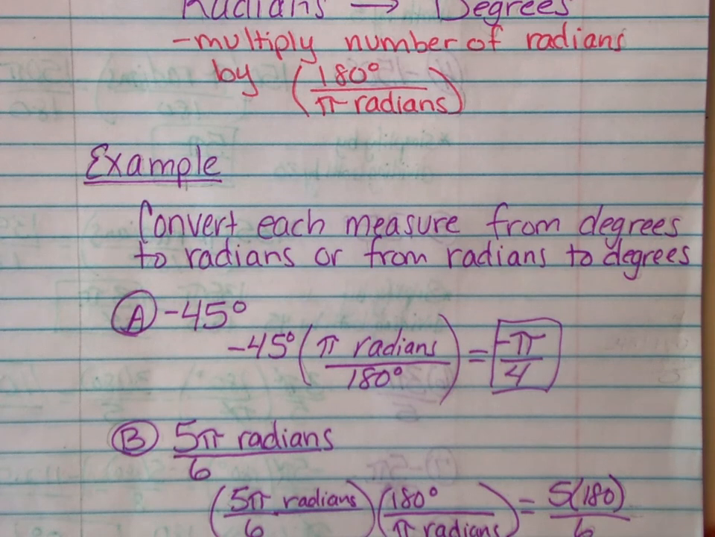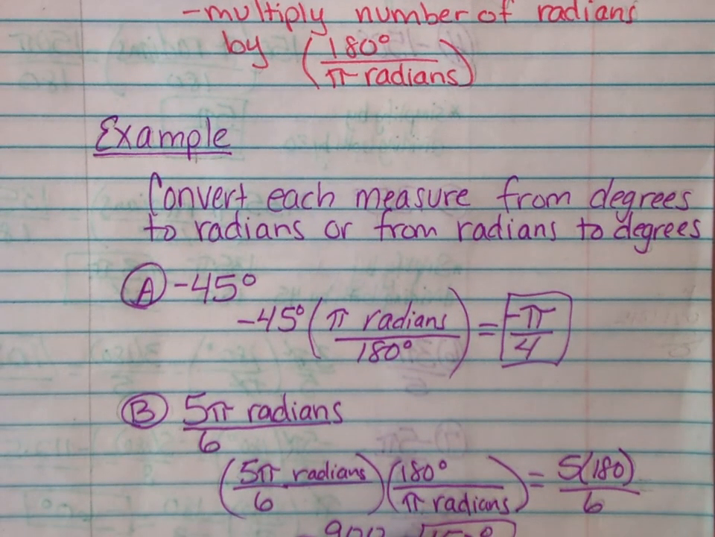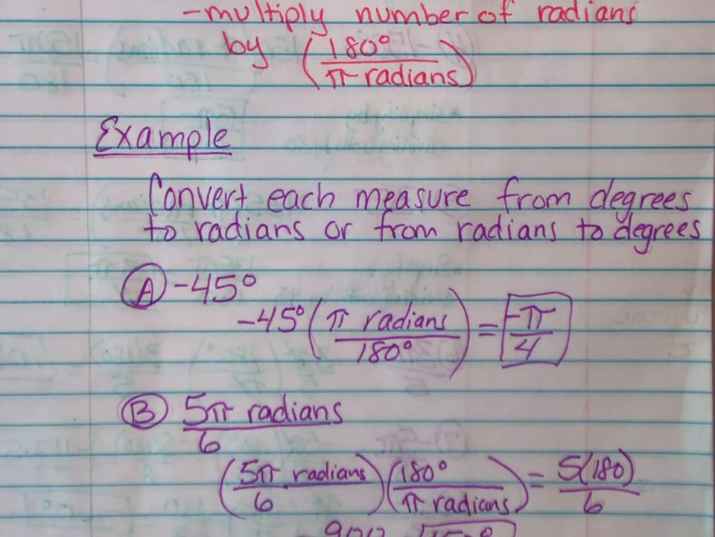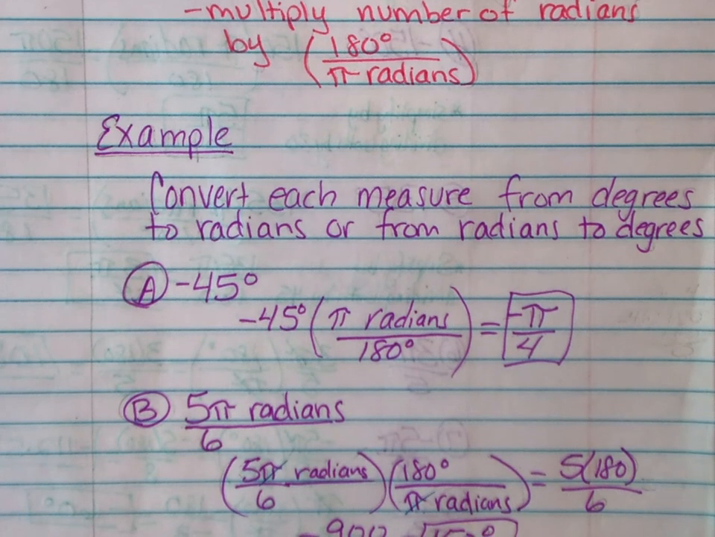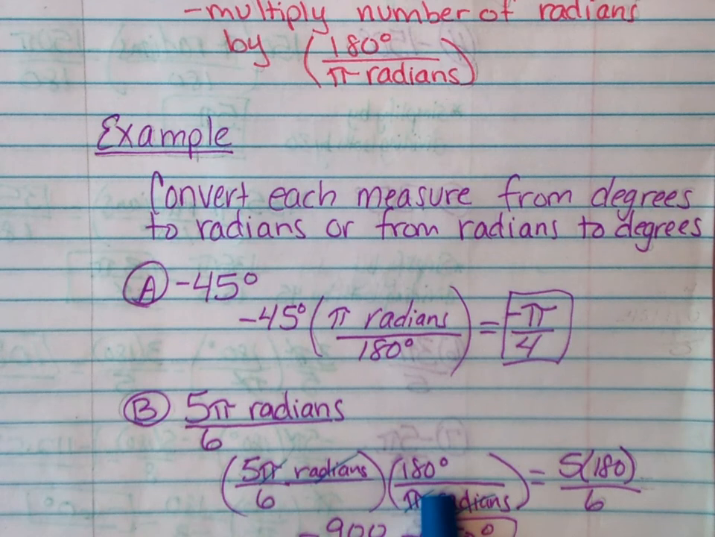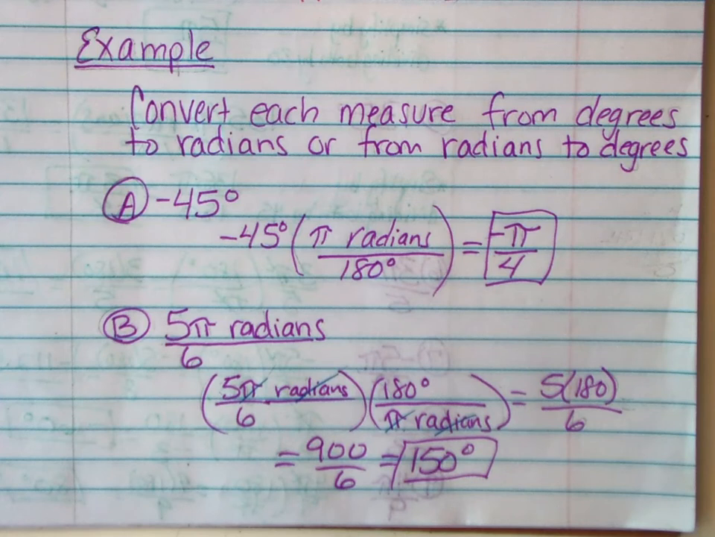So now I'm going to go the other way. I'm going to go radians to degrees. So I'm going to multiply by 180 over pi radians. So what happens here? The pi's cancel each other out, one on top, one on bottom. Radians, you don't even have to write. So I have 5 times 180 over 6. 900 divided by 6, and we get 150 degrees.